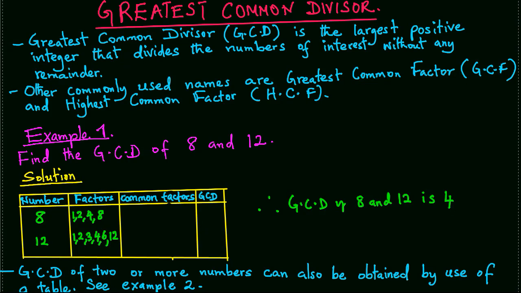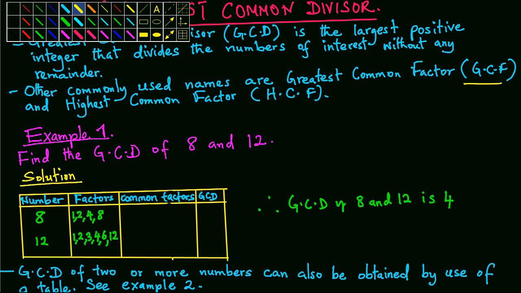Let's talk about greatest common divisor. Now, GCD, as it is commonly called, is the largest positive integer that divides the numbers of interest without any remainder. Other commonly used names are greatest common factor, that is GCF, and highest common factor, in bracket HCF.